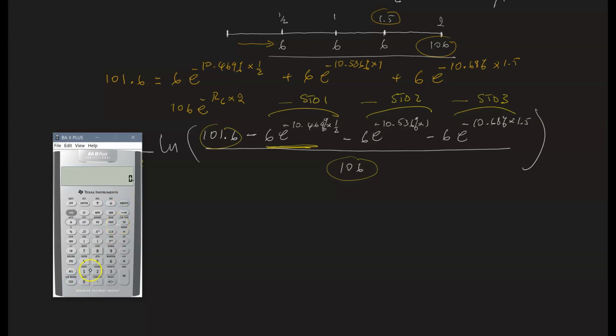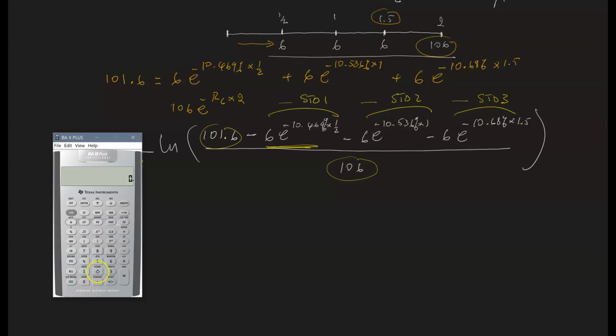I'm going to do the first one, which is 0.10469. That's the interest rate, negative, multiply by 1/2, so multiply by 0.5 equal, and then I'm going to take the exponential of that, second function exponential, and I'm going to multiply that by 6. So multiply by 6 equal. So that gives me a present value of 5.690. My 5.690 is what I'm going to store in 1. So I'm going to store 1.